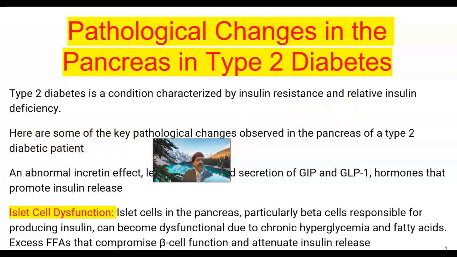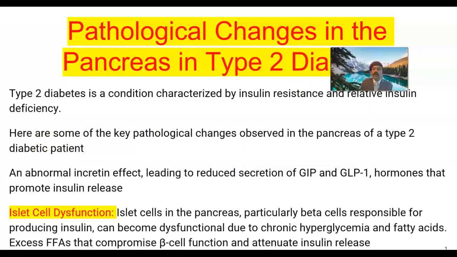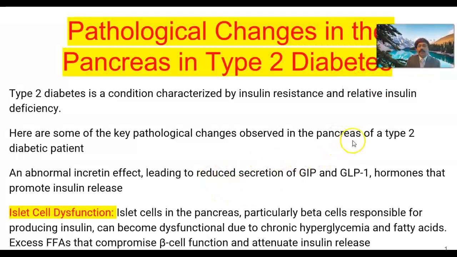Here are some key pathological changes observed in the pancreas of a type 2 diabetic patient. An abnormal incretin effect, leading to reduced secretion of GIP and GLP-1 hormones that promote insulin release.